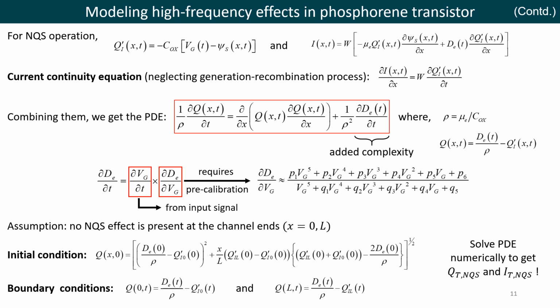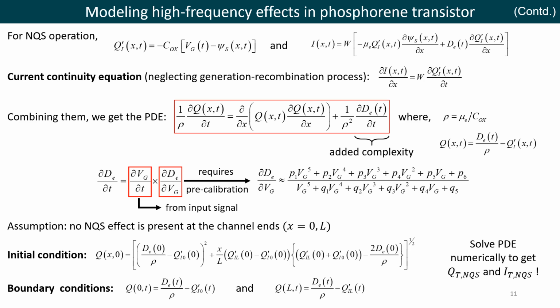Anyway, once we solve this partial differential equation using the appropriate initial and boundary conditions, then we can easily get the non-quasistatic charge and current profiles using the Ward-Dutton charge partitioning scheme. One important assumption, however, that we have made here is that there is no non-quasistatic effect present at the channel ends, that is at the source and drain ends, so that the quasistatic and non-quasistatic charge profiles are same at these points.